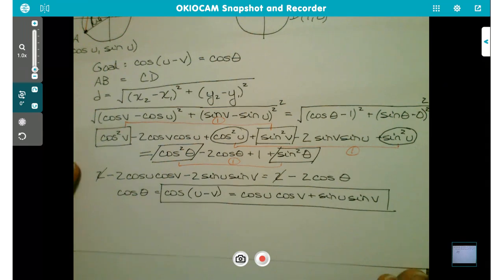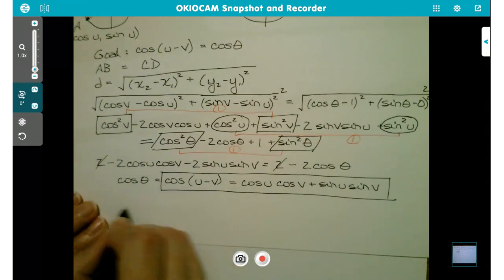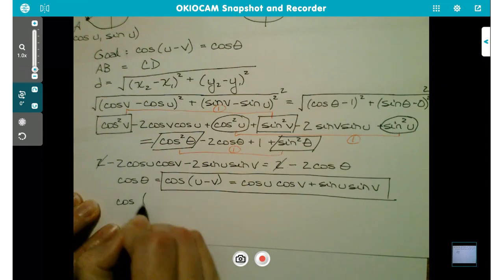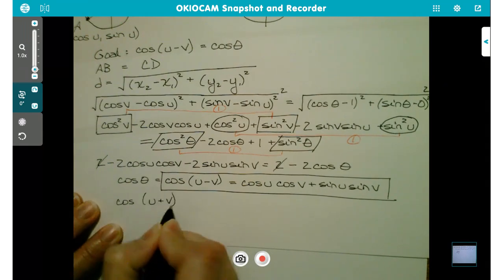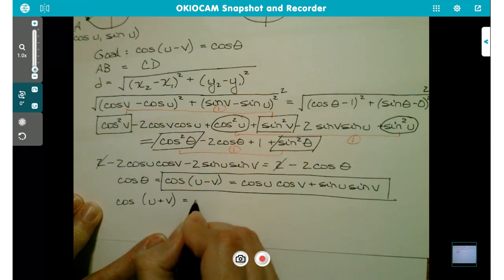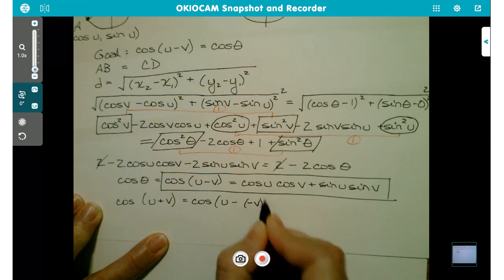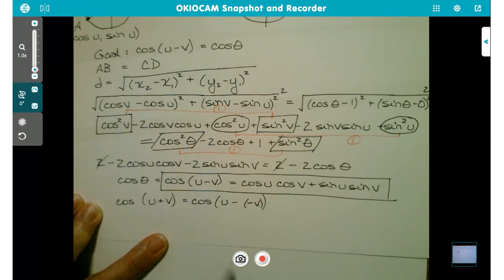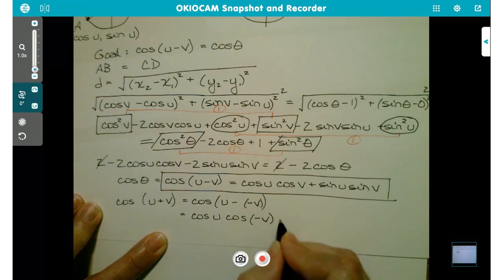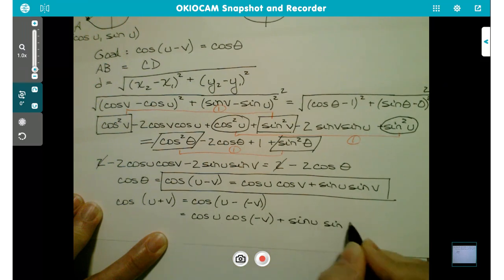For the cosine of a sum, I'm going to notice that u plus v is the same as u minus -v, so that's like the opposite of simplifying right there. But the good news is I already have an identity for the cosine of a difference. It's right here. So this is cosine u cosine -v plus sine u sine -v.